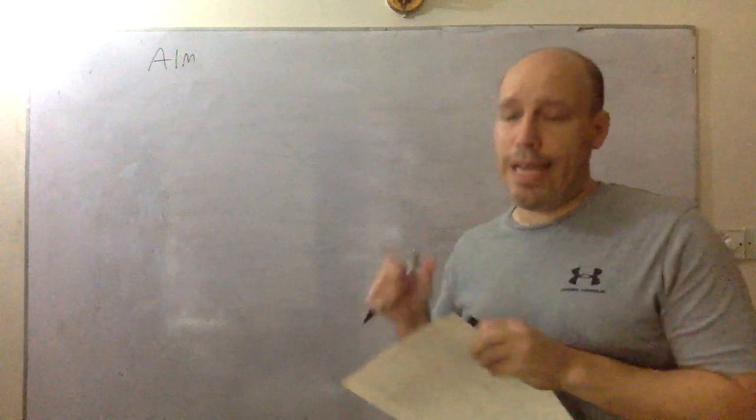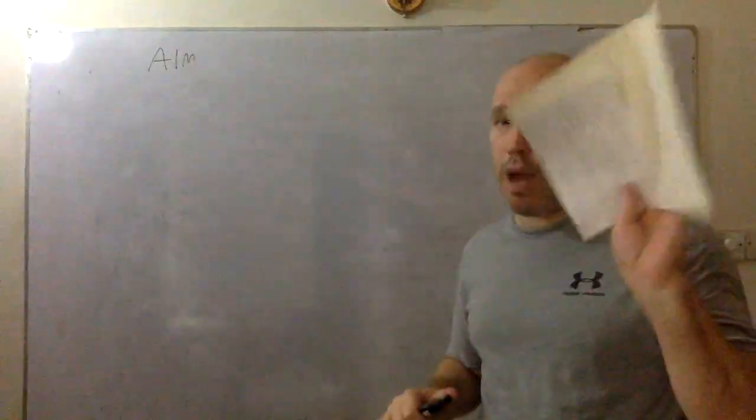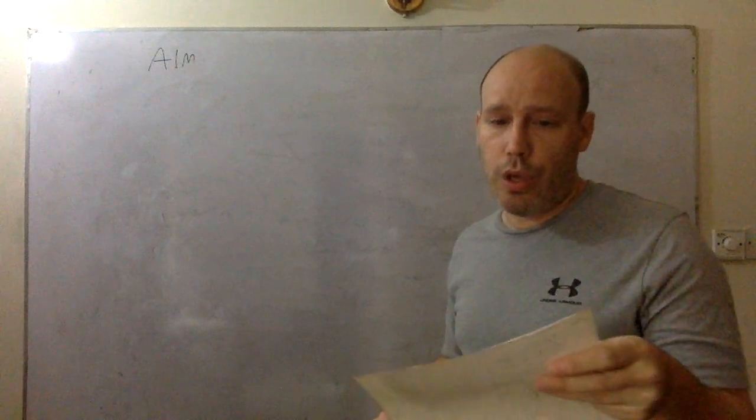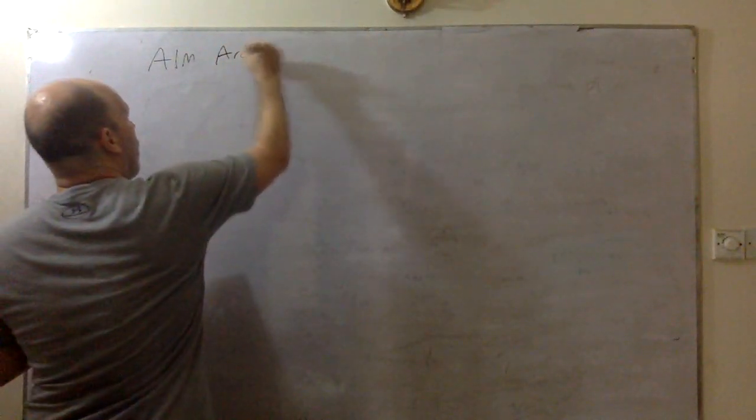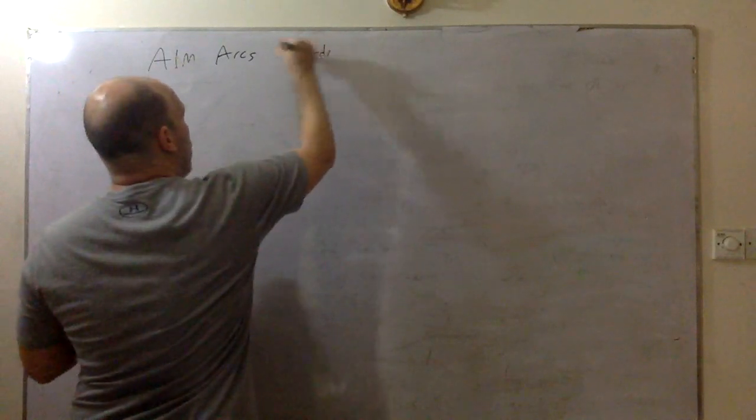So the next sheet is this document, arcs and chords. And so the question you want to... there we go, my air conditioner just didn't go on.